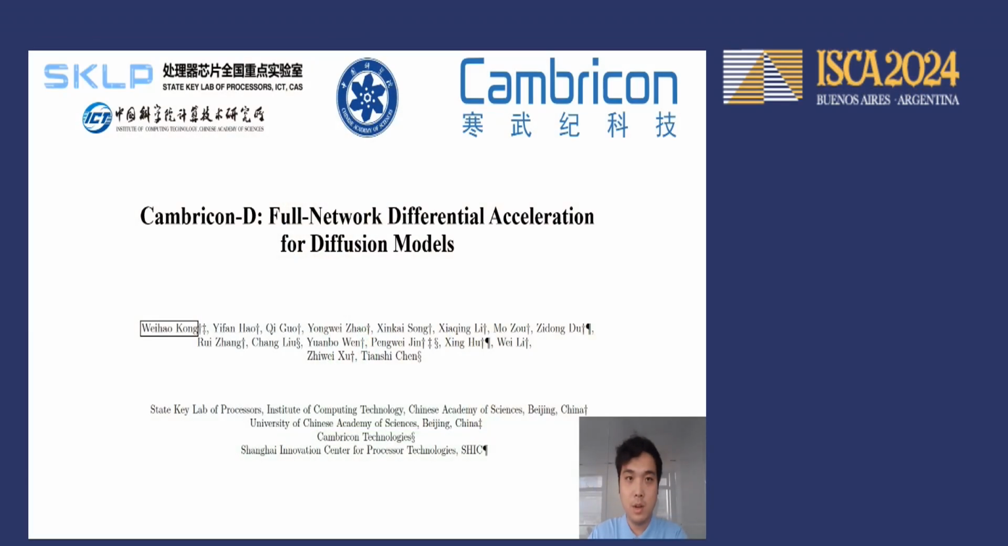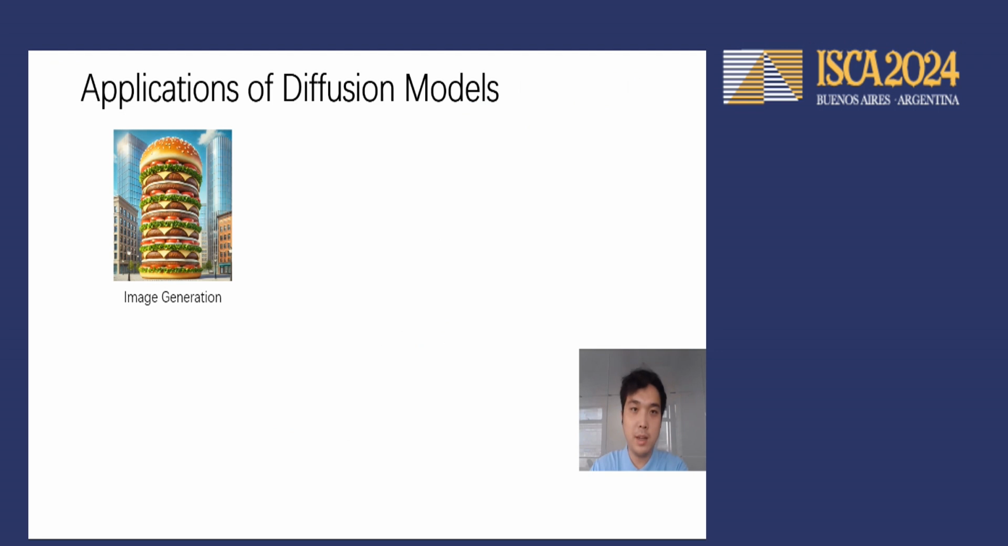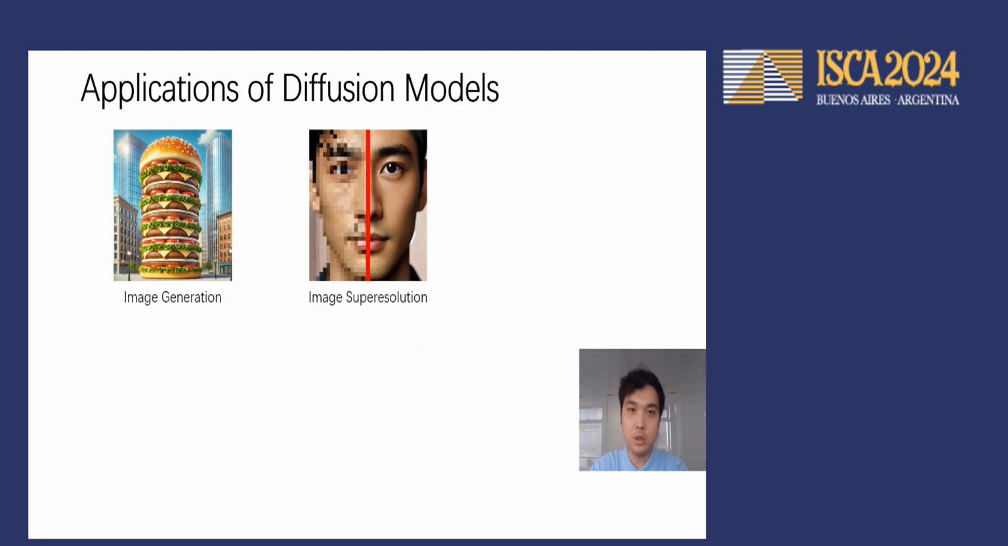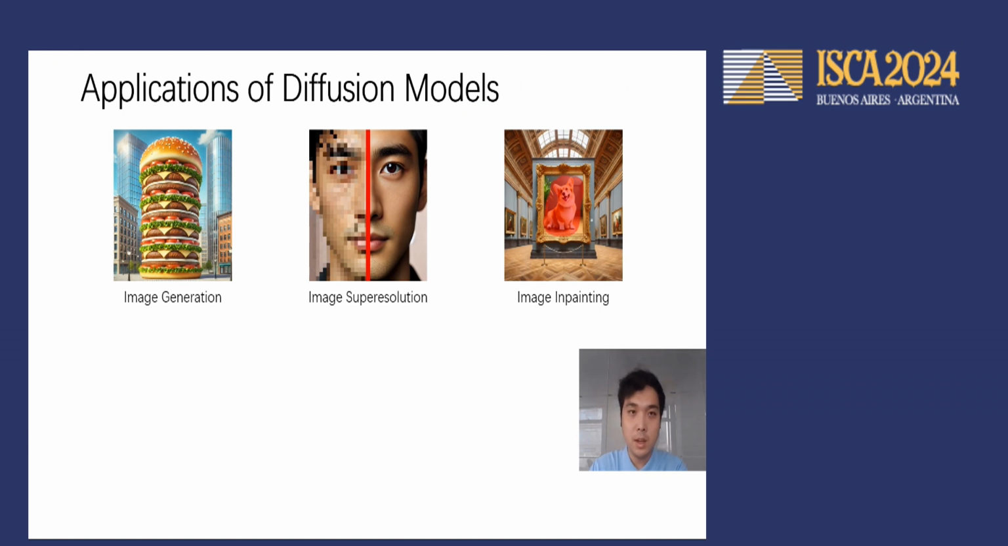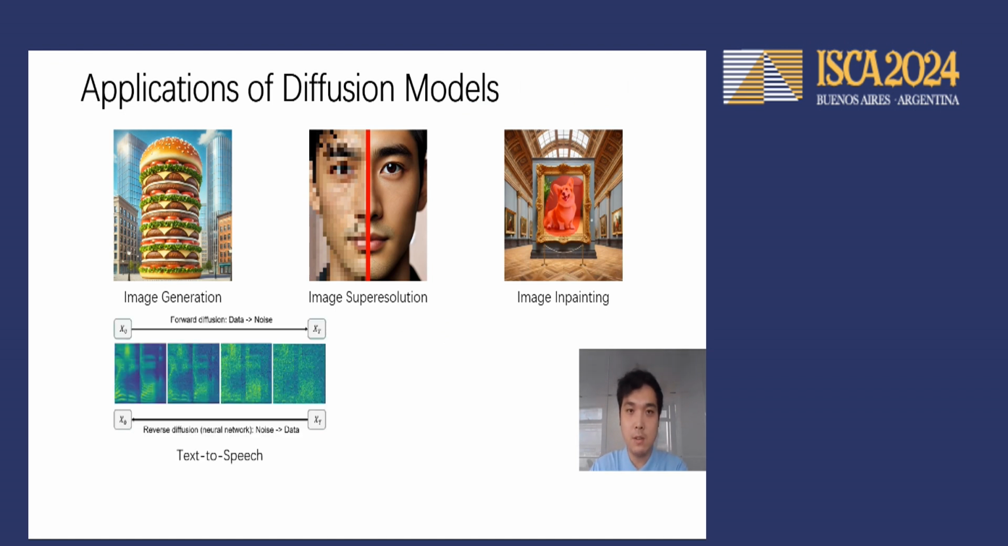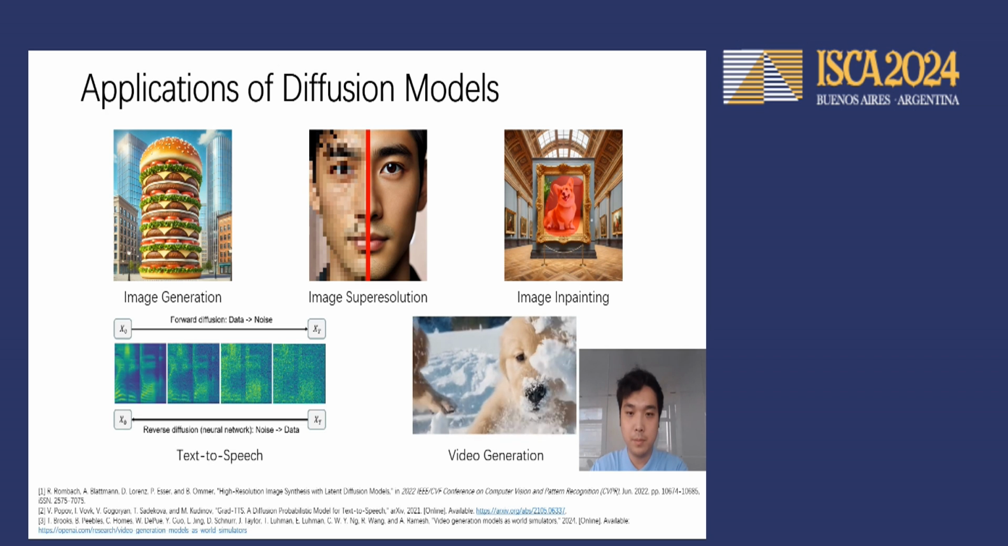Good afternoon, everyone. I am Kongwei Hao from the Institute of Computing Technology, Chinese Academy of Sciences. I'm here to present to you Cambricon-D, full network differential acceleration for diffusion models. Diffusion models have many applications. For images, it can perform image generation, super resolution, inpainting, etc. It can also perform text-to-speech and video generation, and more.